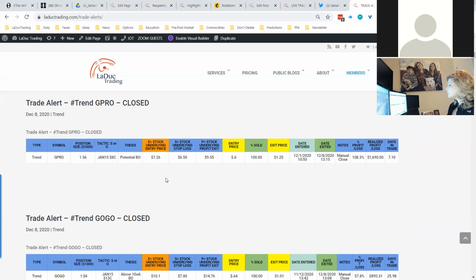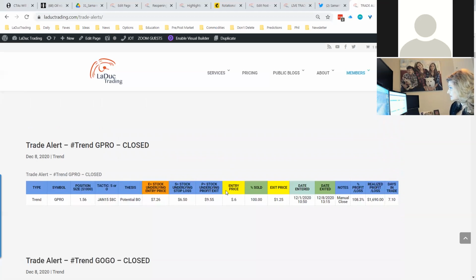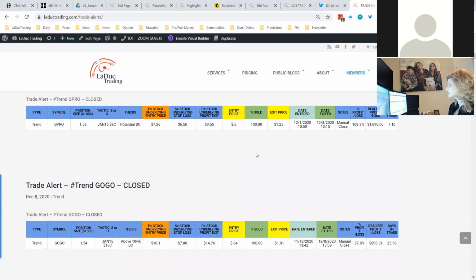So if I entered GoPro, just for example, at 726, my stop loss is 650. If it was to hit 650, it would close. I can have a profit exit of 955. I decided to lighten up today and I manually closed it. Very different from when it automates, it just closes because it hits a target. So it will show if I have 100% sold, 50% sold. In other words, if I trim, I can show that as well. The date entered, the date exited, and then of course the percentage lost or earned.